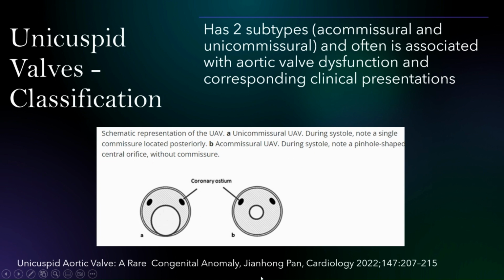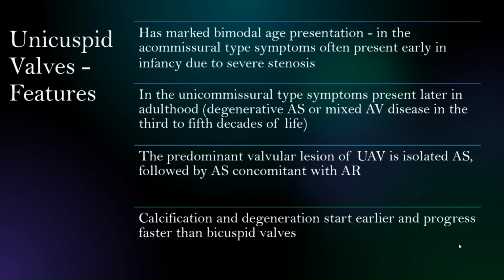In comparison, for the unicuspid valves, with the classification, there are two types which we talk about. We talk about an acommensural and a unicommensural. In simple terms, the acommensural is normally the one seen in infants, whereas the unicommensural will be the one seen in adults. When you look at the acommensural, it's generally just got a pinpoint middle, which is why they tend to stenose much earlier, whereas unicommensural has more of a relative oval opening.